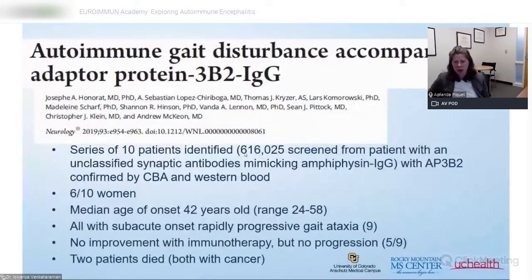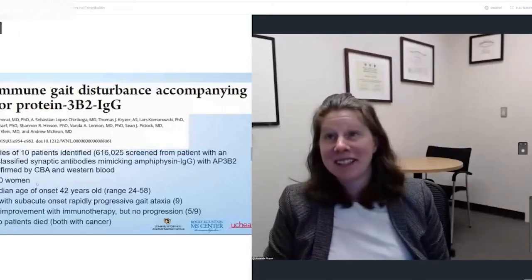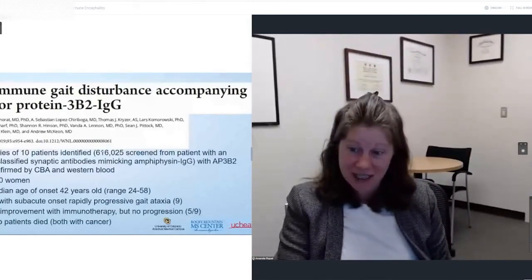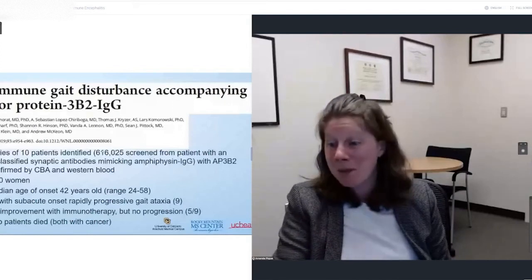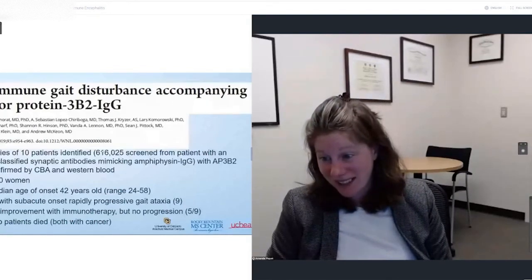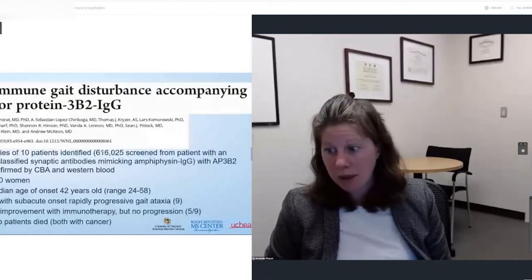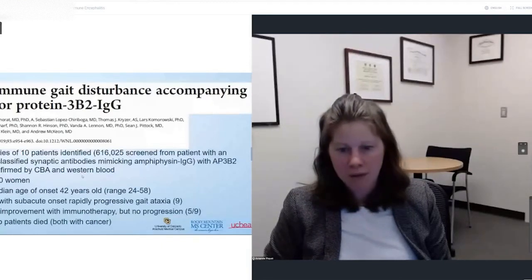Now, this has been published as a case series of 10 patients. AP3B2 turns into alphabet soup with these antibodies, and it was identified in a series of 10 patients. And this was out of 616,025 patients screened with this unclassified synaptic antibody that mimics the staining pattern of amphiphysin. This antibody was confirmed in this group of patients with cell-based assay as well as Western blot testing.